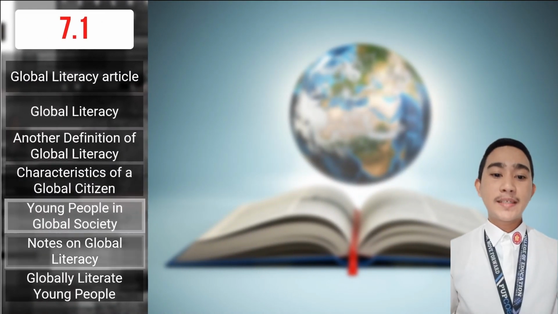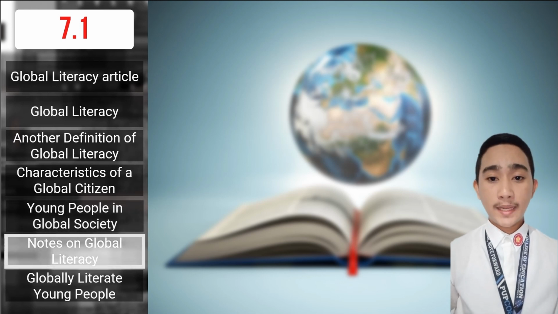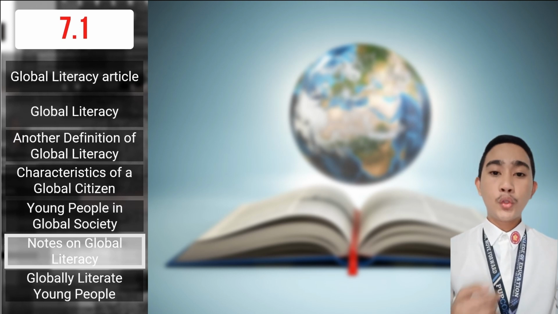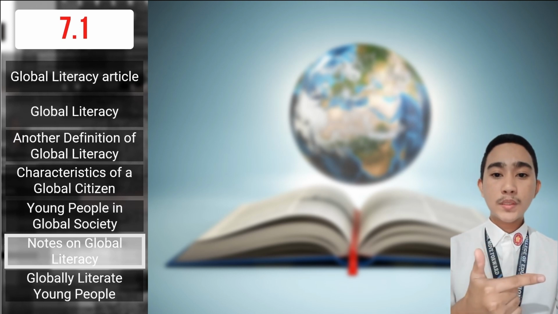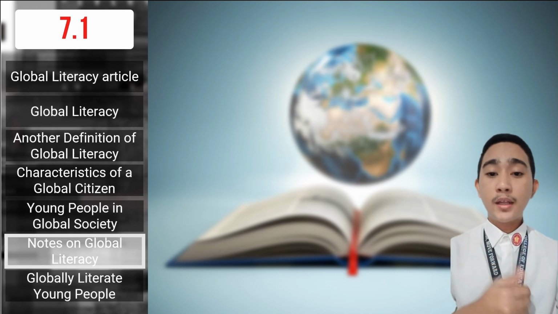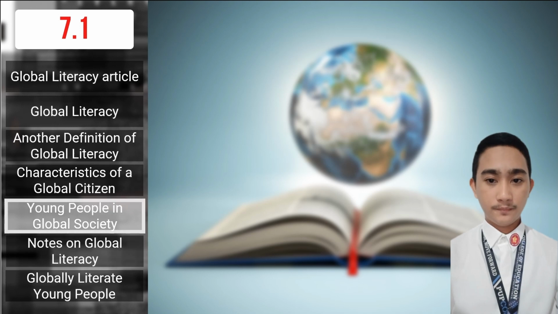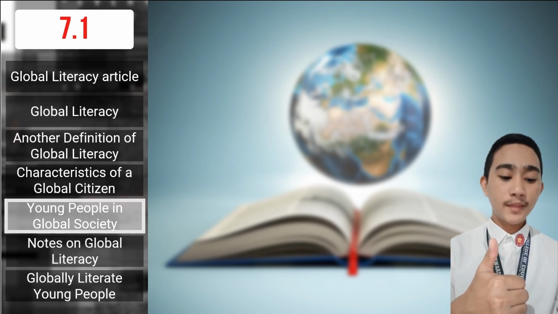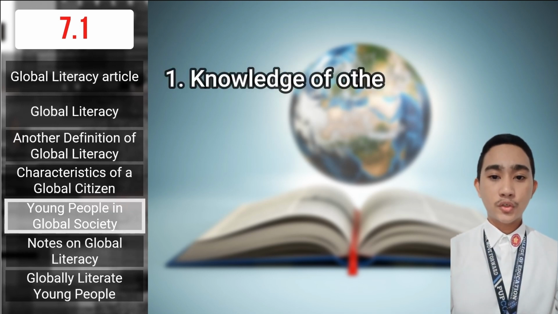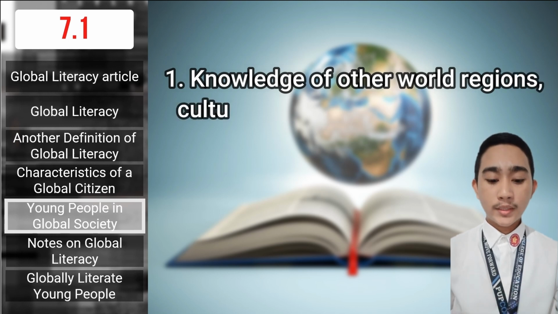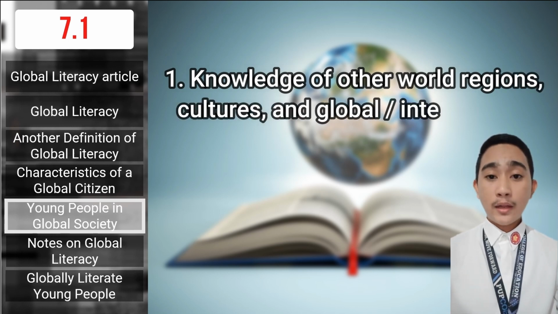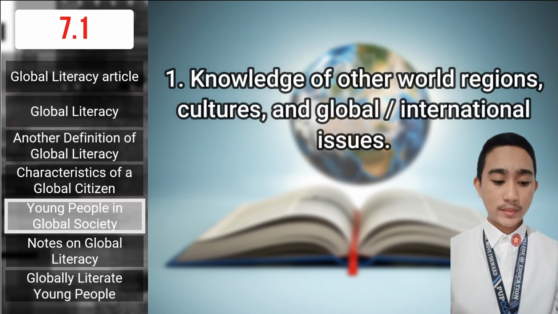So now I'm going to discuss more notes on global literacy. According to the Asia Society based in New York City, to work, to produce, and to participate in a global society, young people need the following. First one, knowledge of other world regions, cultures, and global or international issues.